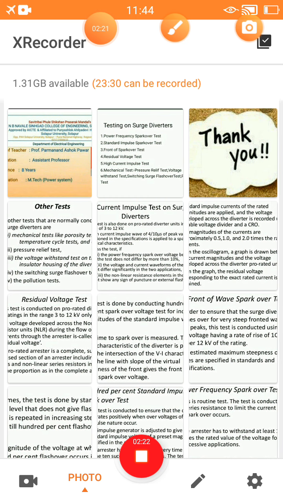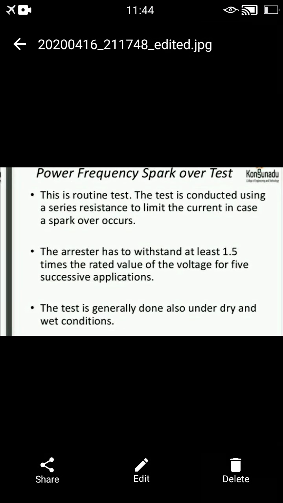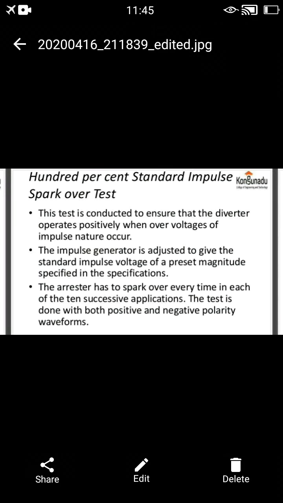So the first type of test is called the power frequency spark over test. So this is the routine test. This test is conducted using a series resistance to limit the current in case a spark over occurs. The arrestor has to withstand at least 1.5 times the rated value of the voltage for 5 successive applications. The test is generally done also under dry and wet conditions. So this is the power frequency spark over test.